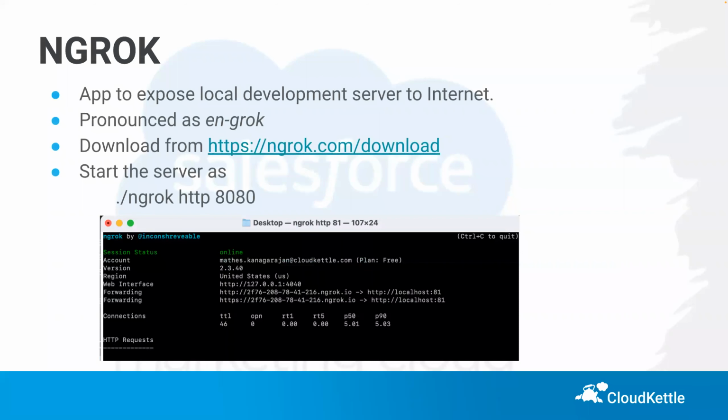ngrok is the most interesting one. You can download ngrok from this URL. What it does is it exposes your local development server to the internet. It would give you a URL that you can access from the internet, something like this. To start ngrok, all you do is call this particular command in your command line terminal. Once it is started, you would have a web URL that you can access from your mobile or from your internet connected device, and you'll be able to hit your local machine.